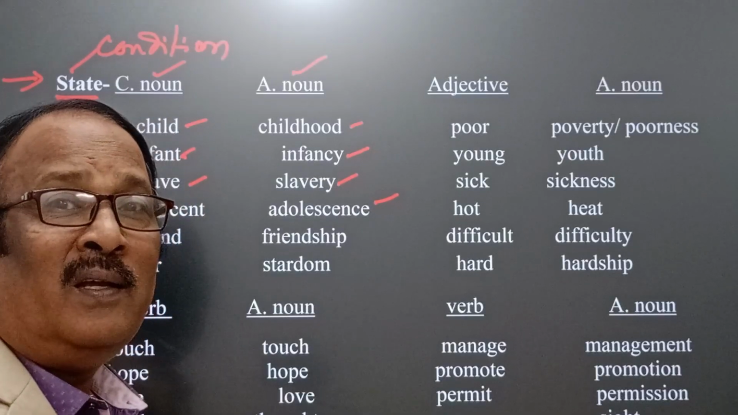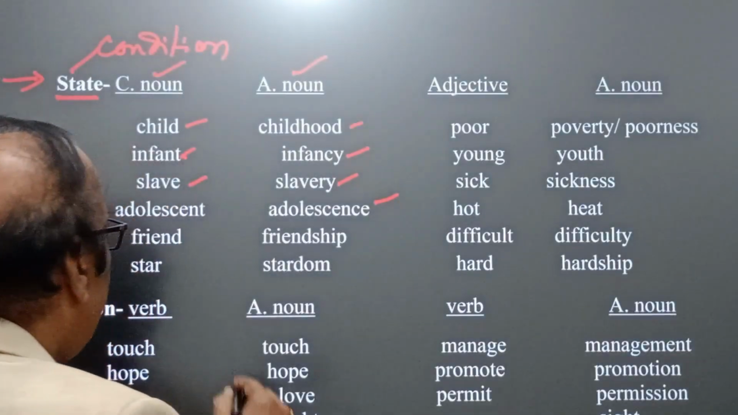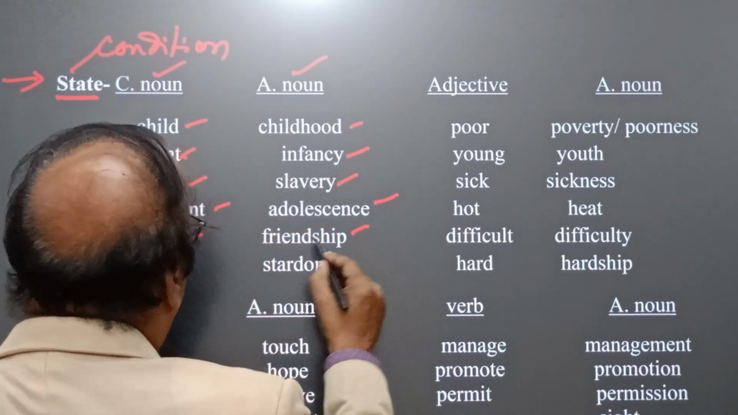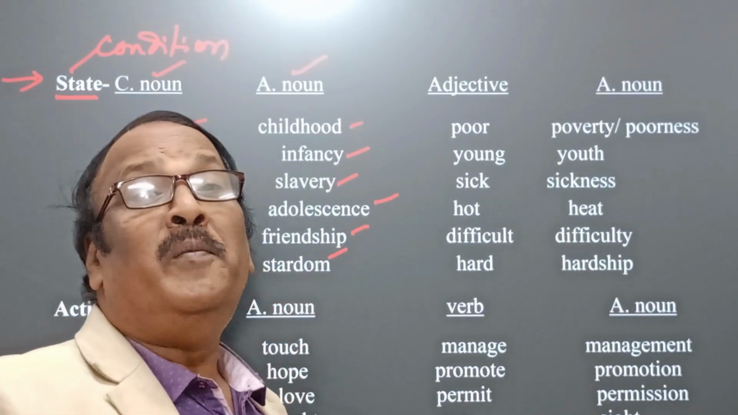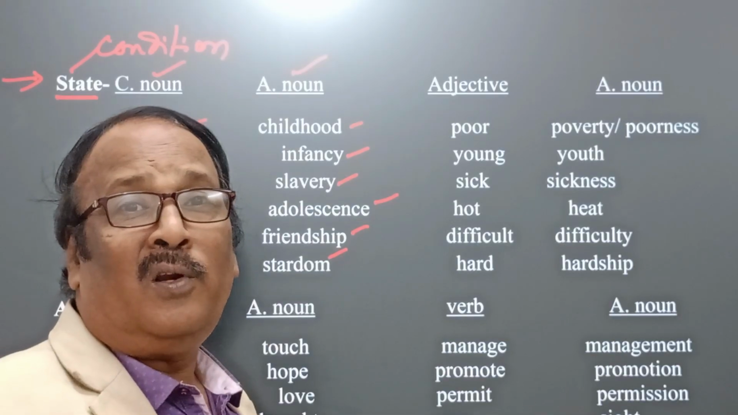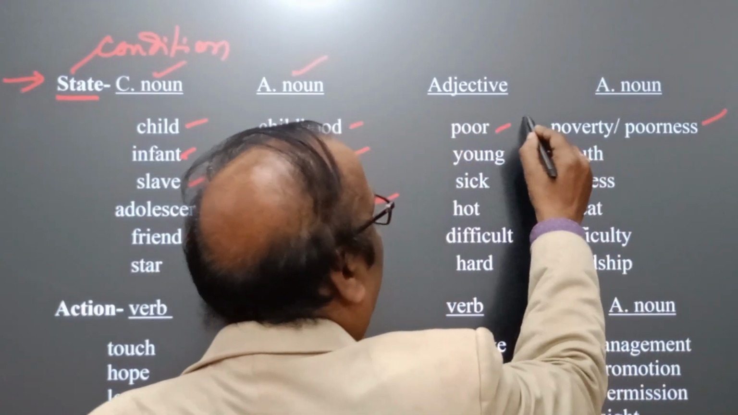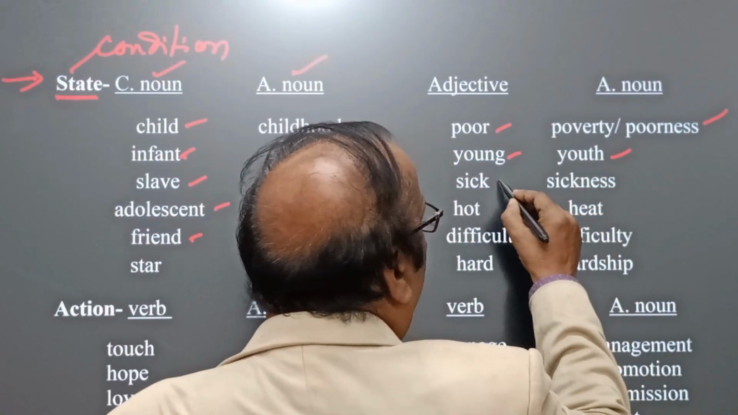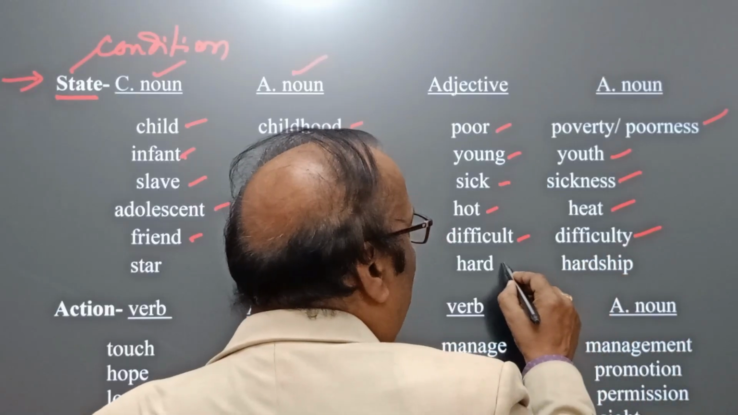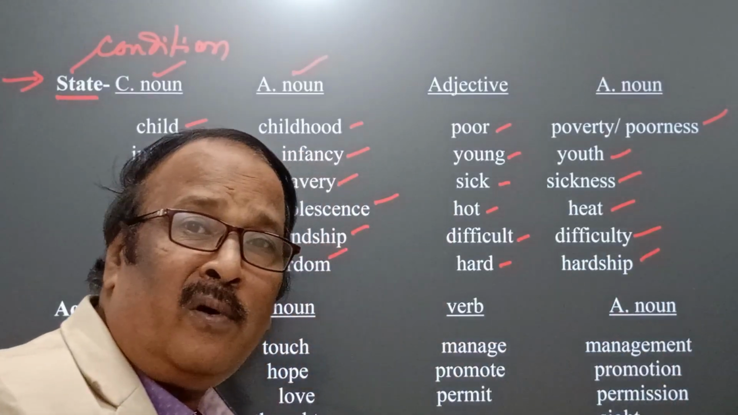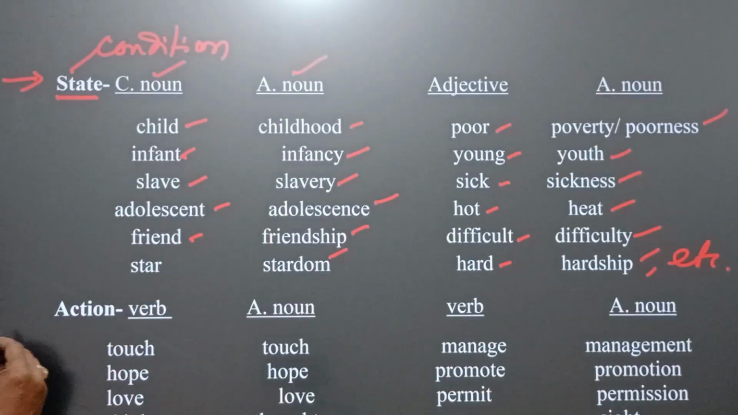Yes, starting from 8 to 18 or 19, this is the period of adolescence. Friend, friendship, star, stardom. Yes, Amitabh Bachchan is famous for his stardom. And yes, you see, poor, poverty, poorness, young, youth, sick, sickness, hot, heat, difficulty, hardship. Have you ever gone through hardship? And so on.